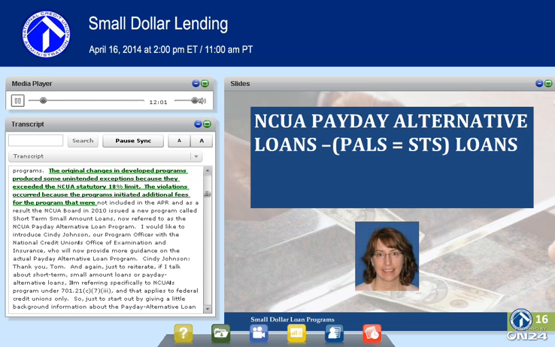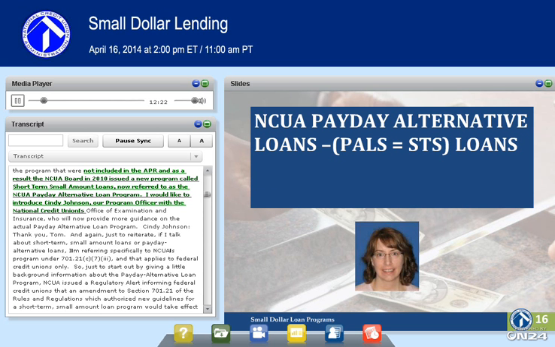The original changes or developed programs produced some unintended exceptions because they exceeded the NCUA statutory 18% limit. The violations occurred because the programs initiated an additional fee that was not included in the APR. As a result, the NCUA board in 2010 issued a new program called Short-Term Small Amount Loans, now referred to as the NCUA Payday Alternative Loan Program.